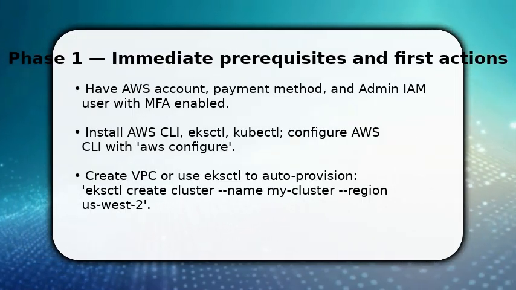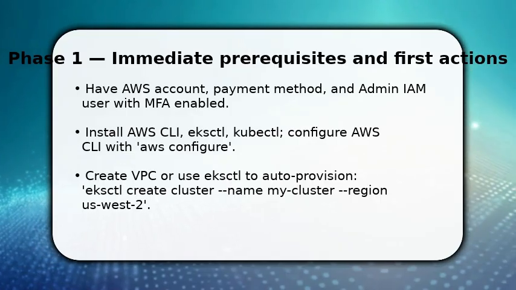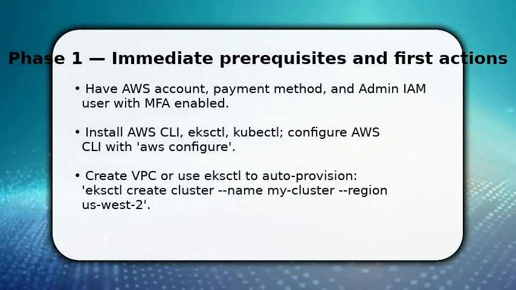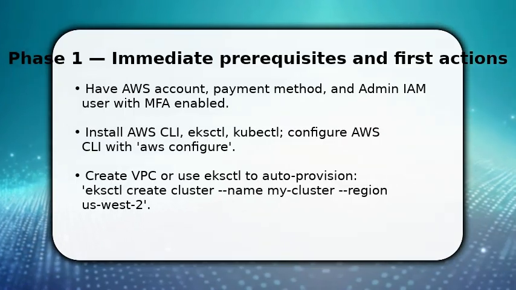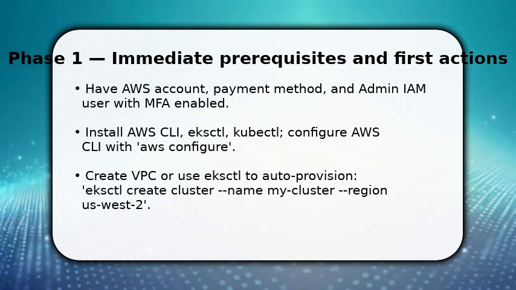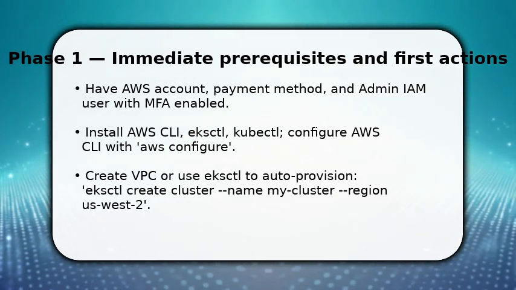Once done, run eksctl to create a cluster and VPC automatically. This command provisions control plane and defaults for networking. Make sure you set the desired region and name. After eksctl finishes, verify kubeconfig is updated, so kubectl can talk to the new control plane.